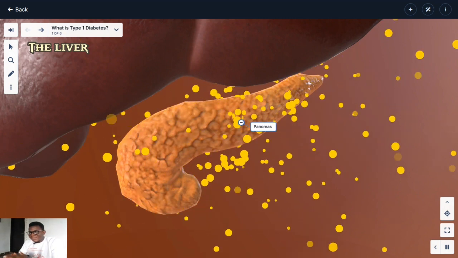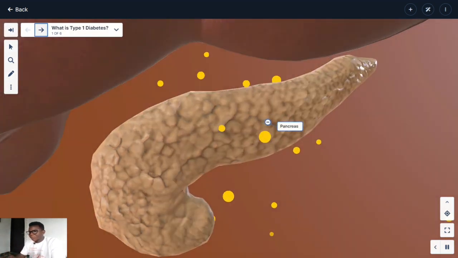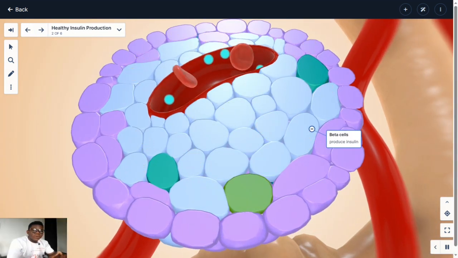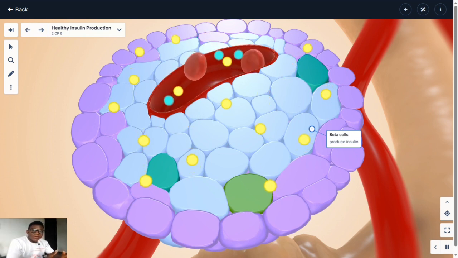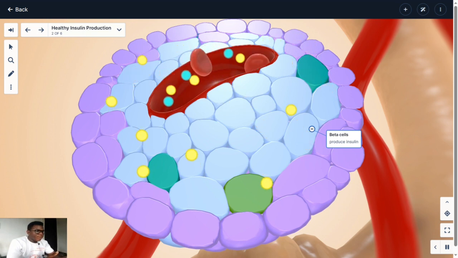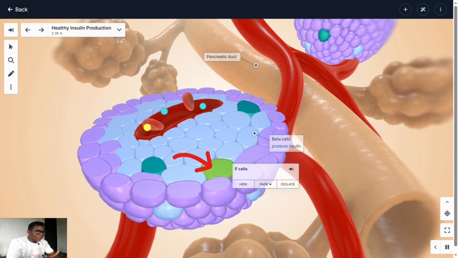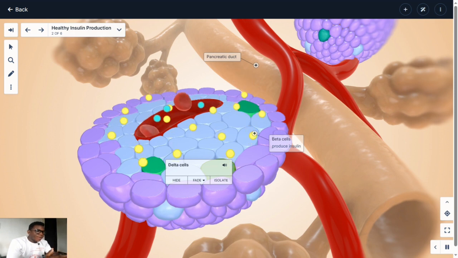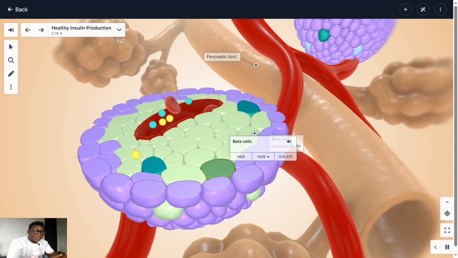Now, let's take a deeper look into what is going on in the pancreas. So we are inside the pancreas, and you would see clusters of different cells. For example, we have the alpha cells, then we have the F cells, we have the delta cells, and lastly we have the beta cells. But our focus is primarily on the beta cells because they are the ones responsible for the production of insulin.